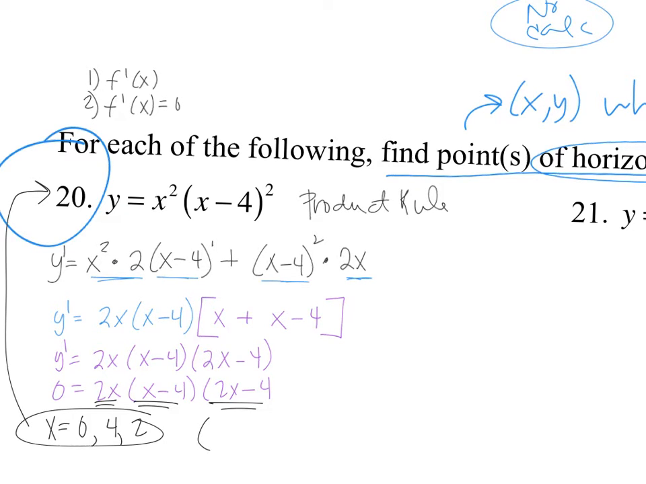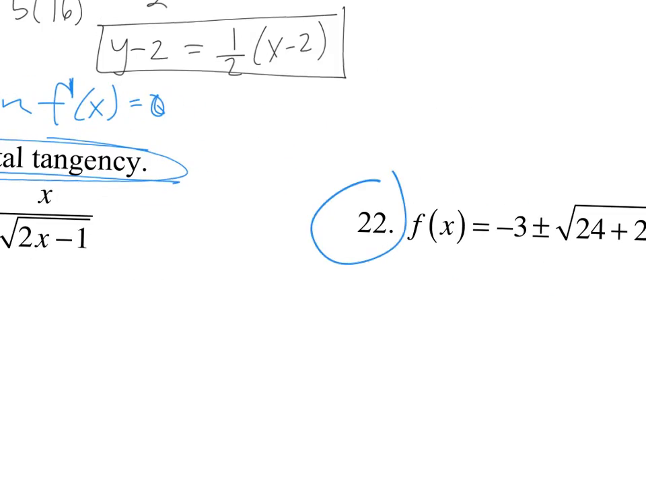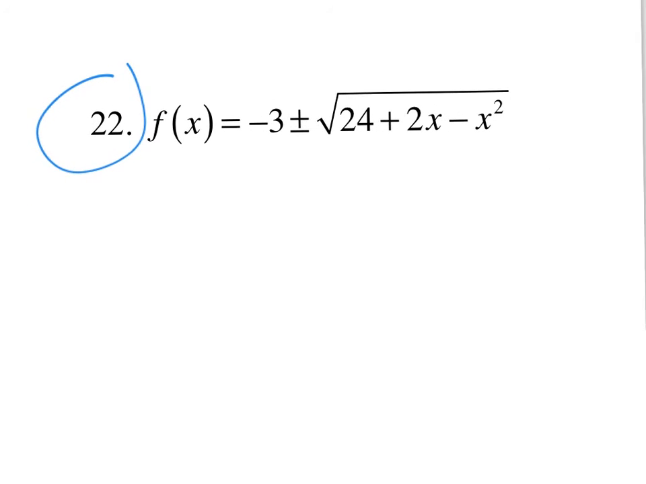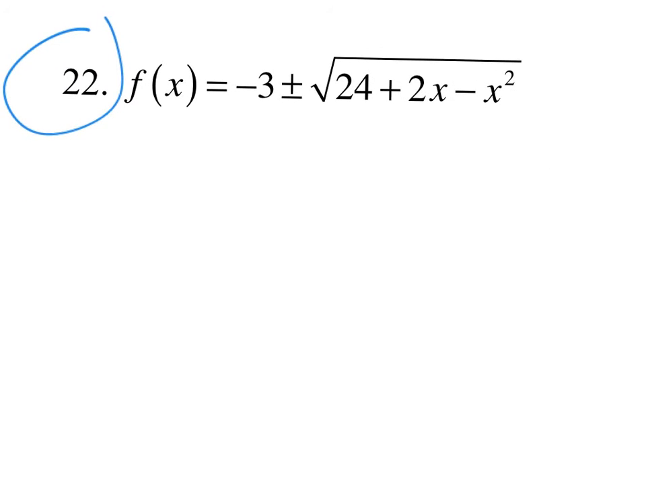So our points of horizontal tangency are (0, 0), (4, 0), and (2, 16). And I got those y values by taking our x values and plugging them back into the function. So let's do that with number 22. Now for 22, we could just leave the plus or minus in there. So let's take the derivative, f prime of x.